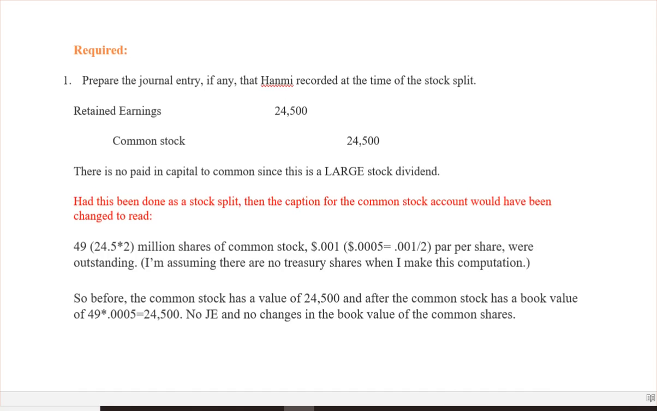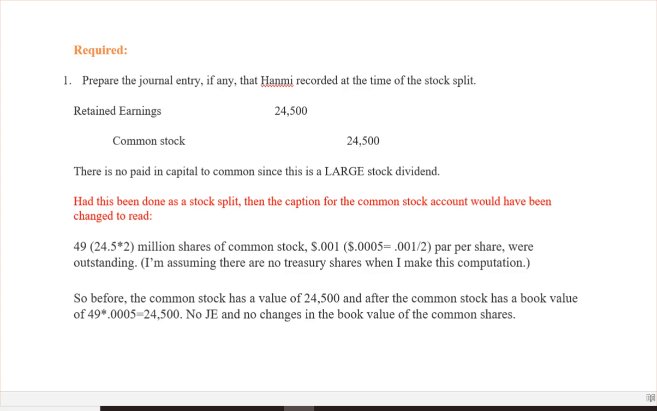This is your introduction to that. No journal entry. So that's the first thing. You would not be reclassifying. They call it reclassifying when you move from one part of equity to another. No reclassification. All you're going to be doing here is when you write your caption, be sure to acknowledge that you no longer have the 24.5 million shares outstanding. You have twice as many, which is 49 million.